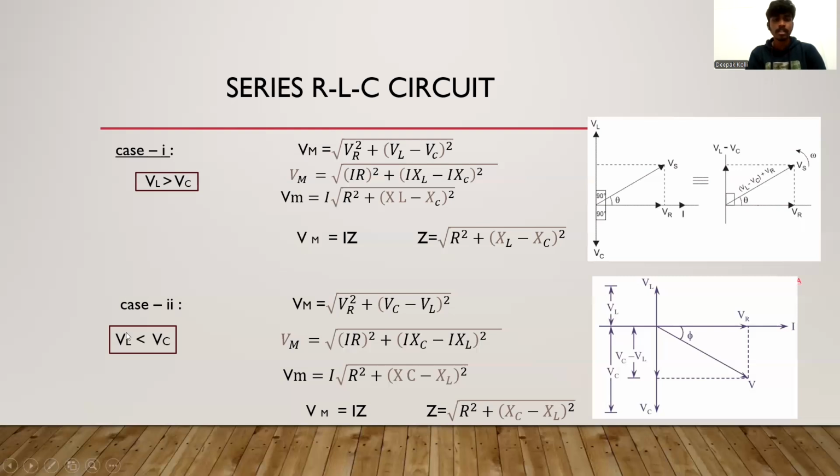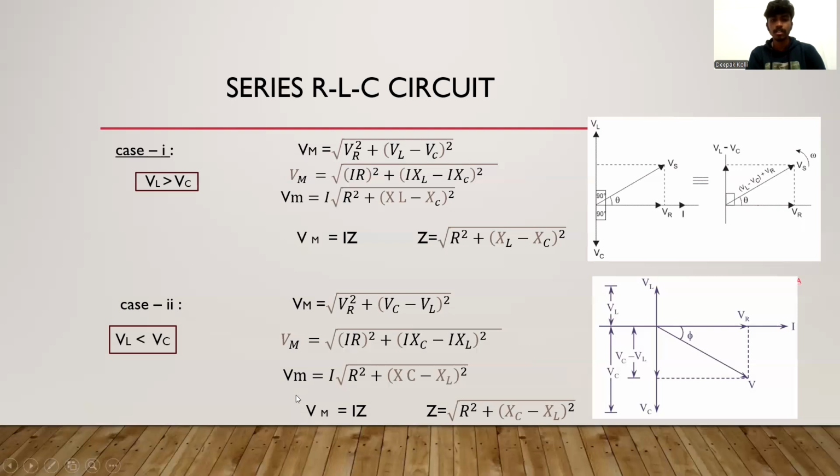If we move to the second case, here we have VL less than VC. In this case, the y-axis will contain VC minus VL because VC is greater than VL. So the resultant voltage in this case is root of VR square plus VC minus VL square, since VC is greater than VL. Further calculation, by taking I common and removing it outside, we get Vm equals I into root of R square plus XC minus XL whole square.